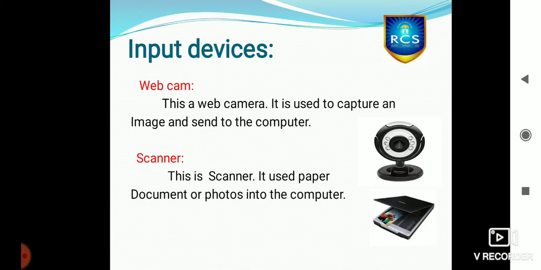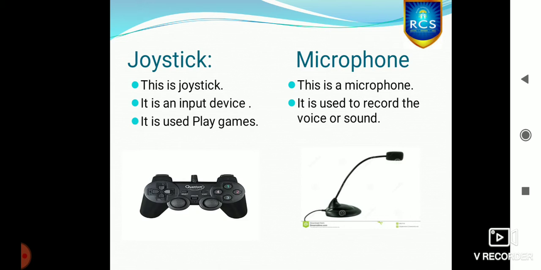Next one is scanner. This is a scanner. It is used to put a document or photo into the computer. Next one is joystick. This is a joystick. It is an input device. It is used for playing games. Another one is microphone. This is a microphone. It is an input device. It is used to record voice or sound.